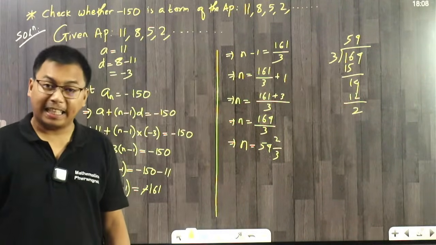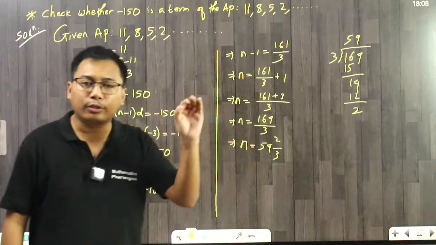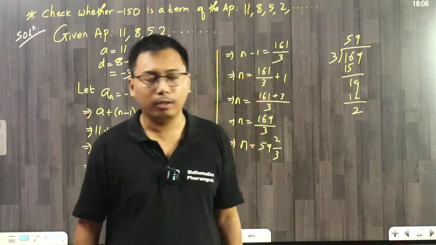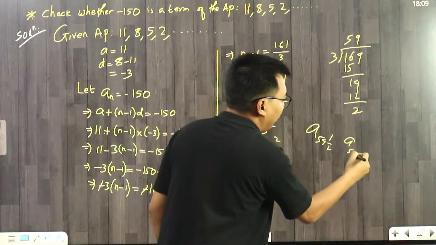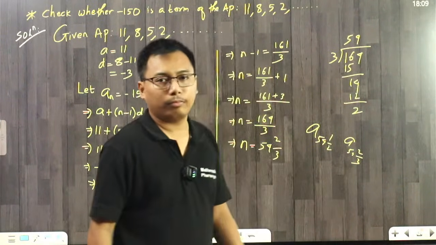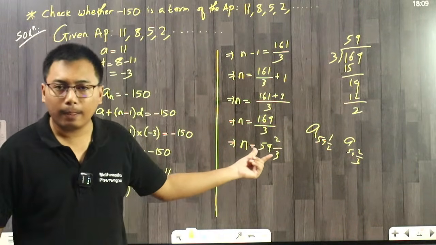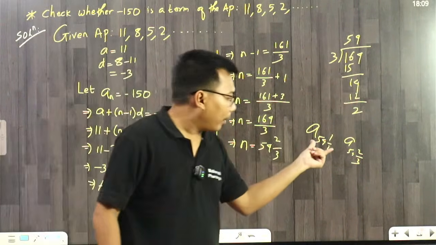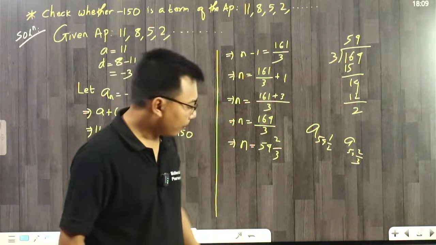Do this kind of terms exist? No. This kind of terms doesn't exist. N has to be a natural number. We cannot have a 54 half term, or we cannot have a 54 2 by 3 term. We can have a 54 term. If it was 54, then it would have been correct. So we cannot have 54 half term, 54 2 by 3 terms. We cannot have that.